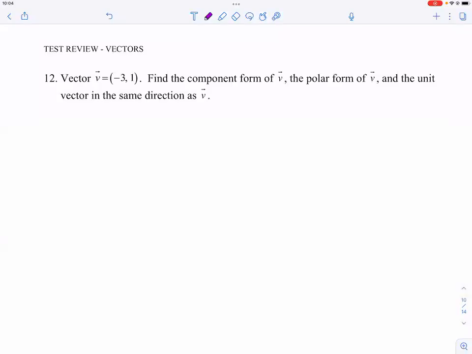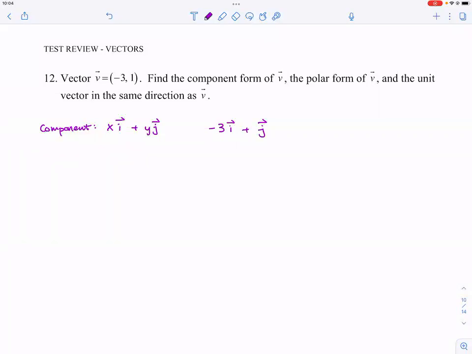Right, number 12, it gives you a vector, -3, 1. Find the component form, the polar form, and the unit vector in the same direction. All right, now the component form, we talked about this yesterday. The component form is where you have the x i plus y j. So for this case, it will be -3 i plus j.